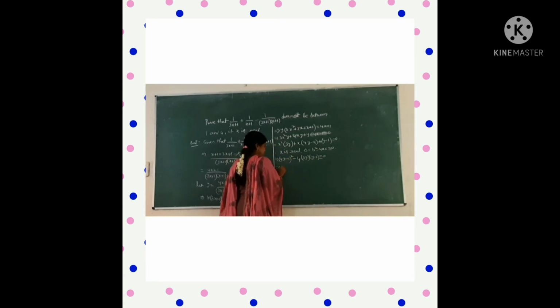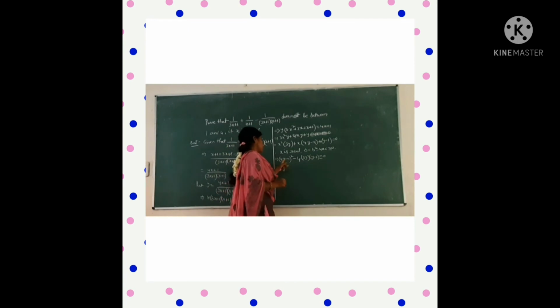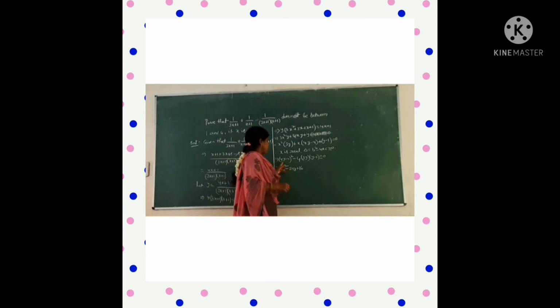So, 16y square, 2ab means 4 into 4, 2 4s are 8, 8 4s are 24, minus 24y plus 16. Okay? A square minus 2ab. 2a means 4y. 2 4s are 8y. 8 4s are 24.